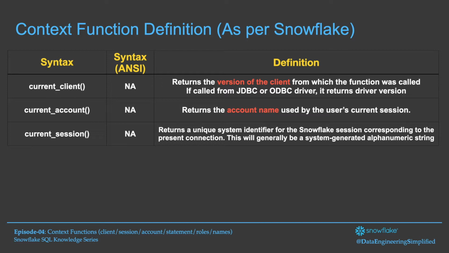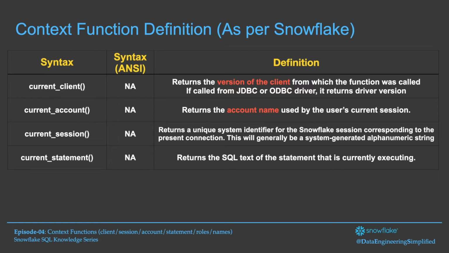We have seen in the previous video how it works. It returns a unique system identifier for the Snowflake session corresponding to the present connection. This will generally be a system generated alphanumeric string. However, we have seen in our previous video that this is not alphanumeric, this is always numeric. And this does not depend on your username or user ID. Current statement. This is a very interesting function. However, I have not found any useful use case. What it says is that it returns the SQL text of the statement that is currently executing.